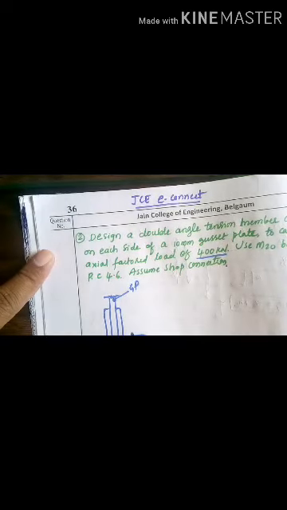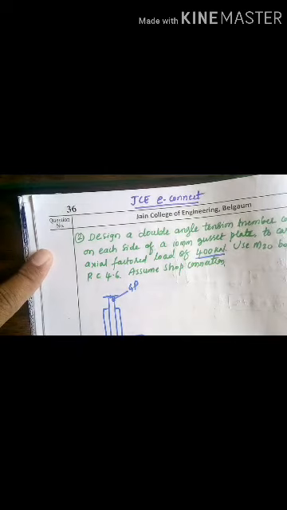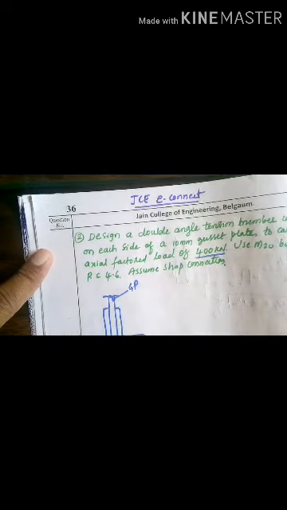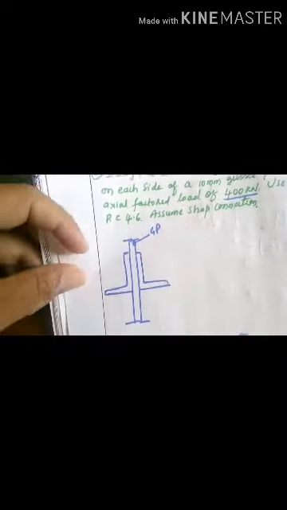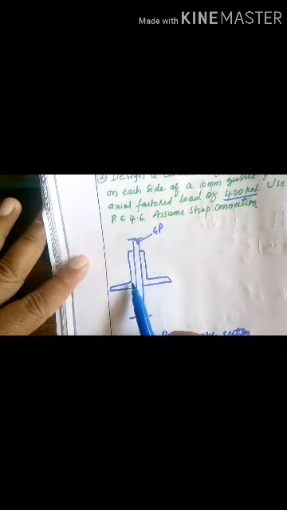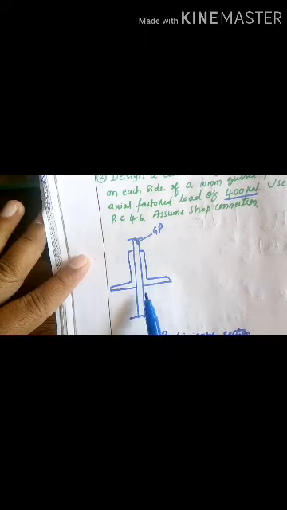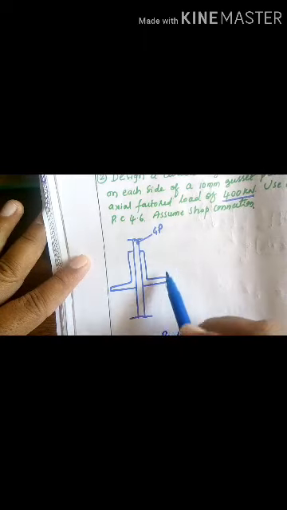So in the previous lecture we have seen a single angle connected to the gusset plate and designed the section. So here in this lecture I'll be taking a double angle connected to the gusset plate on either side. This is a double angle connected to the gusset plate on either side. So we'll design this section.